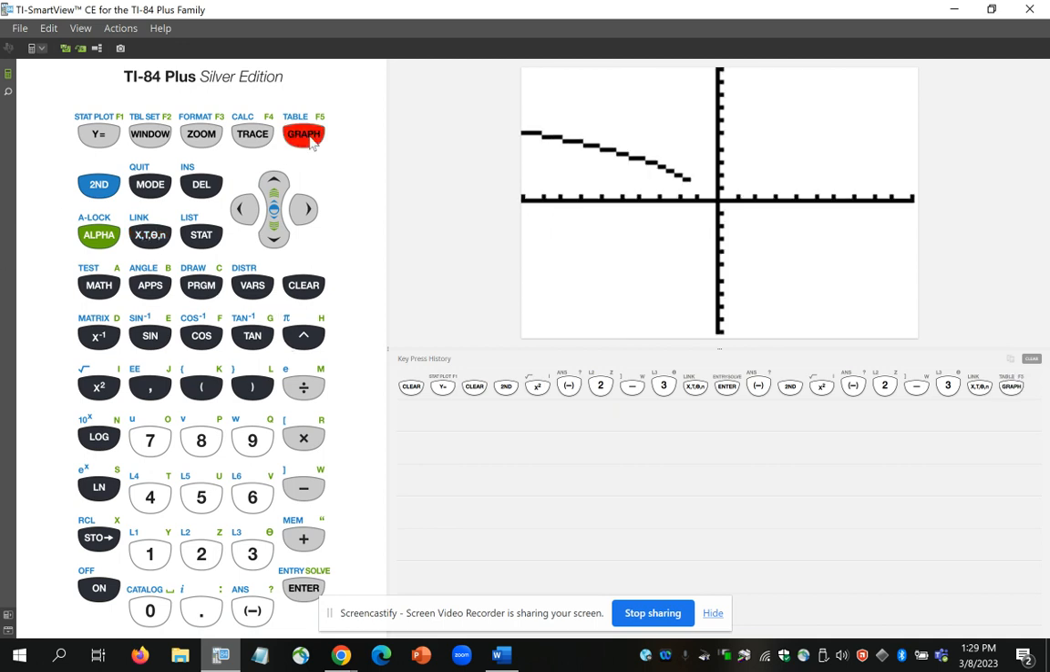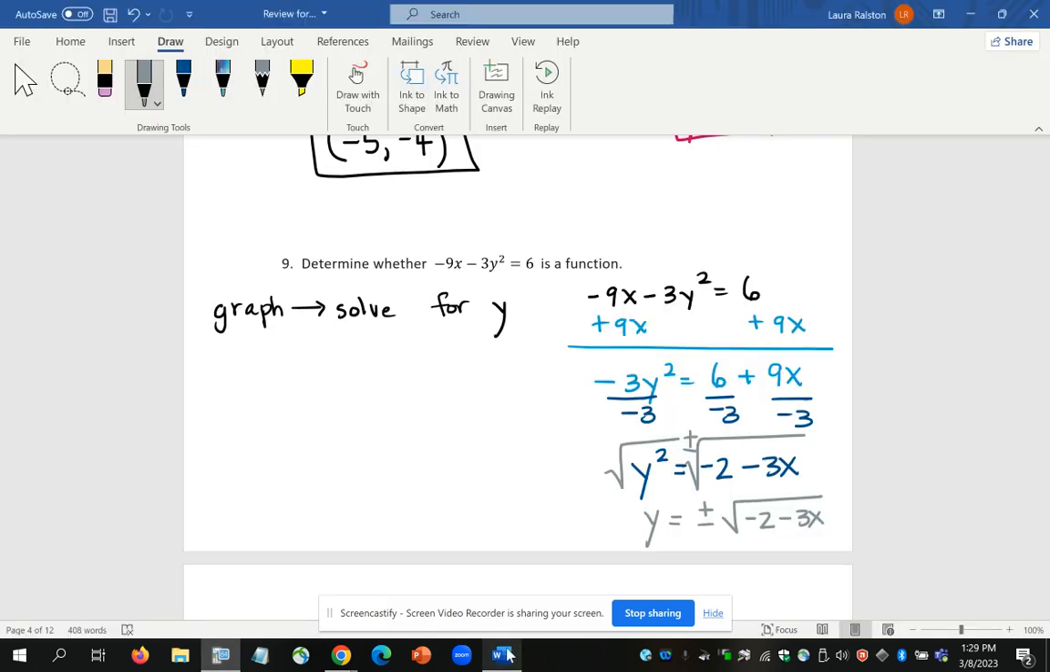So if I create that graph, you get what appears to be a sideways looking parabola. If I run the vertical line test on that graph, it's going to fail, because if I try to draw a vertical line through that graph, it's going to cross 2 times. So this particular equation would not be a function.